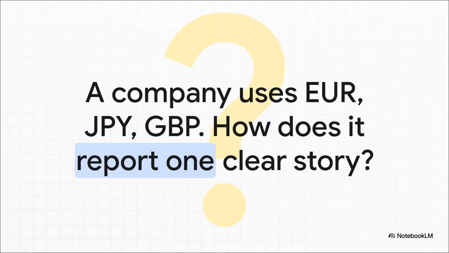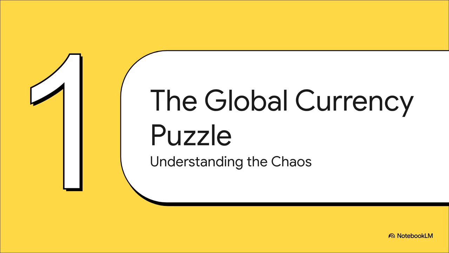All right, let me throw a puzzle at you. Imagine a company based in the US. They're selling products in euros, paying their suppliers in Japanese yen, and they own a whole subsidiary that operates in British pounds. So, how on earth do you take all of that and tell one single clear financial story that an investor, whether they're in New York or Tokyo, can actually understand? That right there, that's the exact problem IAS 21 was built to solve. And trust me, it really is a puzzle.